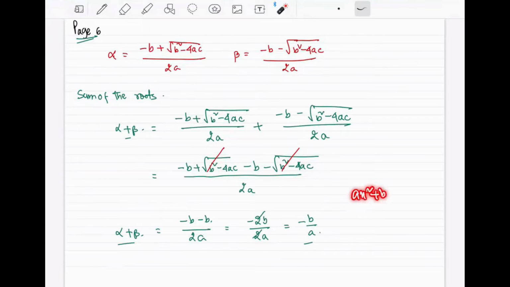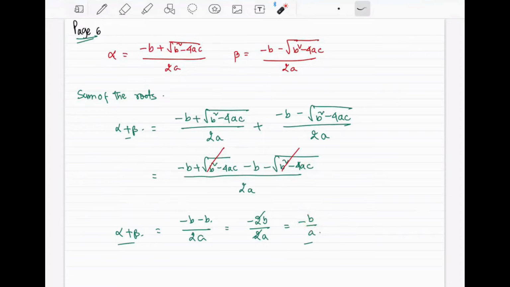Ax squared plus bx plus c is equal to 0. Alpha is one of the roots of this equation. Beta is another root of this equation. So if you add the two roots, then we use the quadratic formula. If you add them, finally what do we get? We get minus b by a.